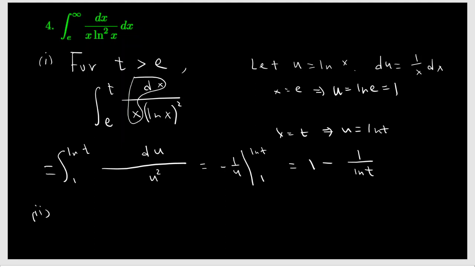Now in the second step, you just use the definition to evaluate the improper integral from e to infinity. In the numerator you have dx, in the denominator you have that. I'm looking for the definition. The definition is this improper integral is defined as the limit as t approaches infinity of the integral from e to t.